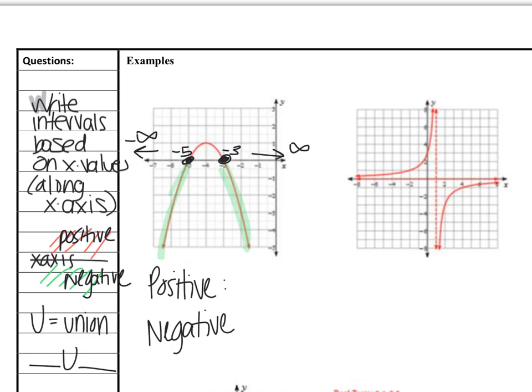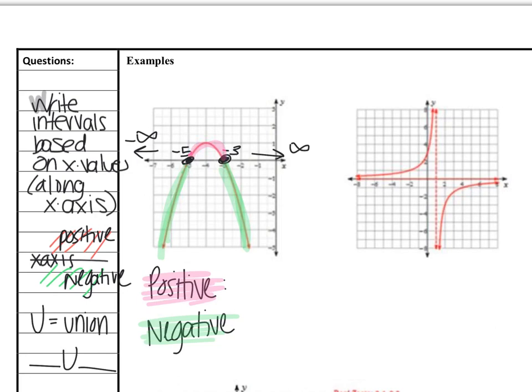So I've already done the negative here in green, so if you have a highlighter or colored pencil, it's going to be super helpful for you. So negative is anywhere in green, and then I'll do the positive here in pink. Okay, so then I have to list the two intervals that are negative and then list the one single interval that is positive. And so when I list them, I always want to use parentheses.